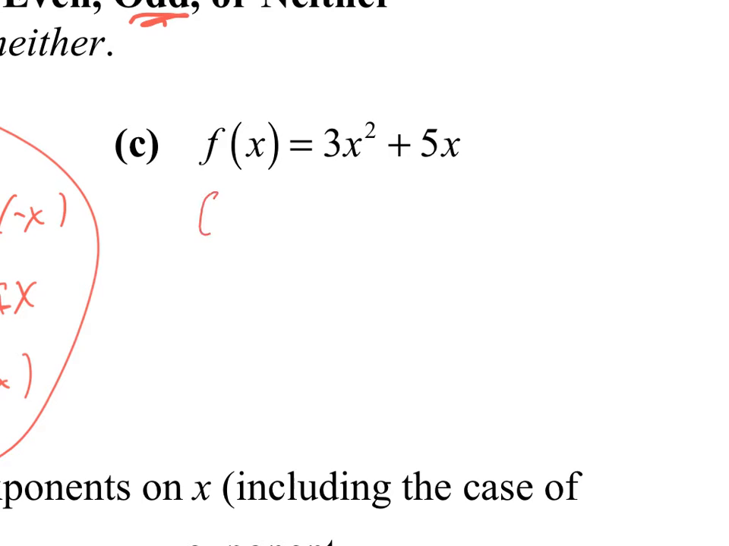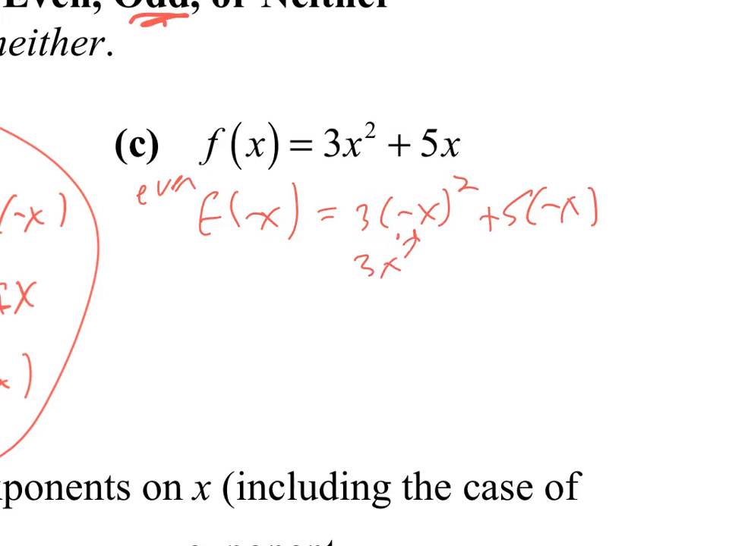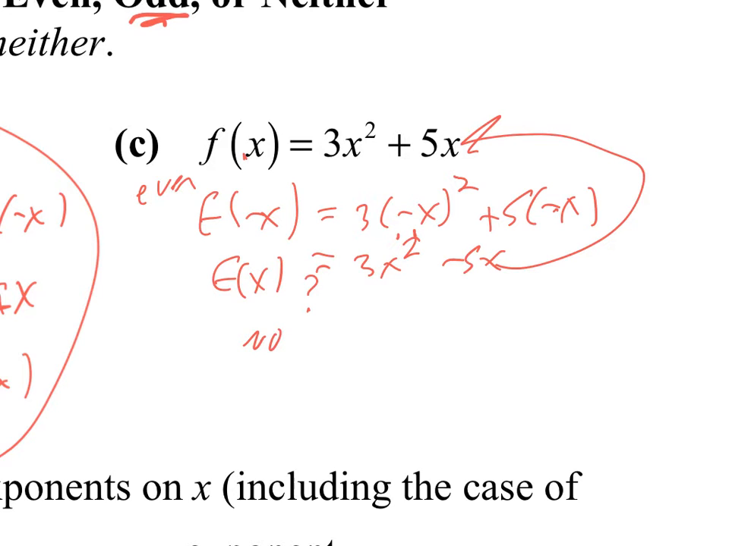Again, I'm going to check f of negative x. This is how I check for my even function. Let's see what I get. 3 times negative x squared plus 5 times the negative x gives me, negative times negative is a positive, so the negative goes away. 3x squared minus 5x. Is that the same as the original? No, it's not. It's close, but it has a minus 5. That one does not, so it's not even.